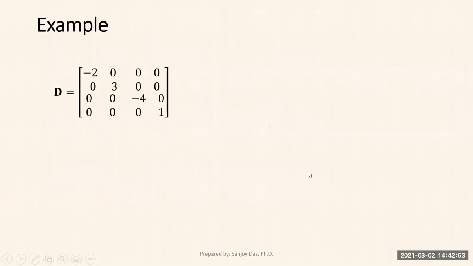So now here's an example. Now this one is not sorted in that manner. Okay, this is just another matrix D. What's the L2 norm of this matrix? I want you guys to answer. What's the L2 norm of this matrix?